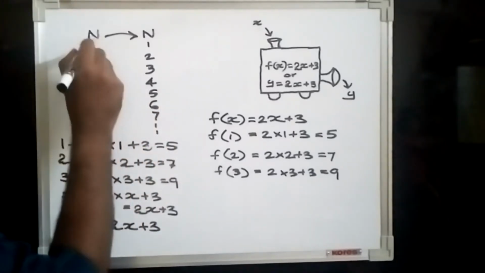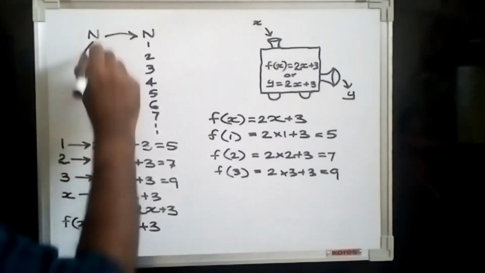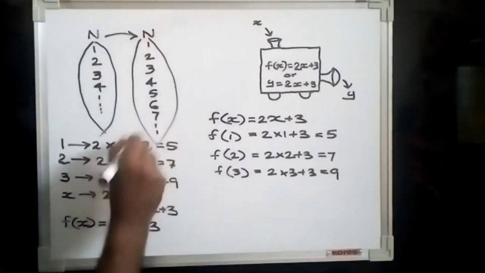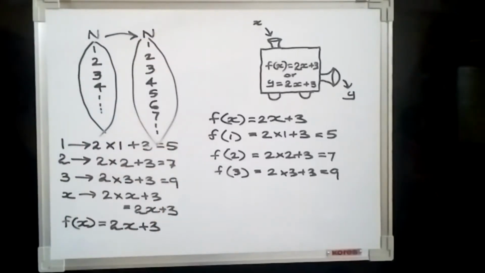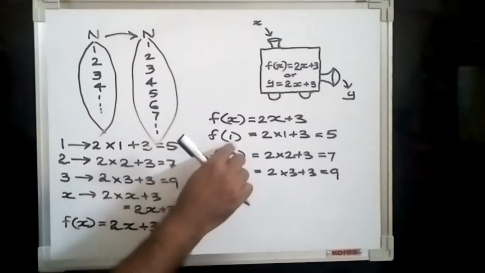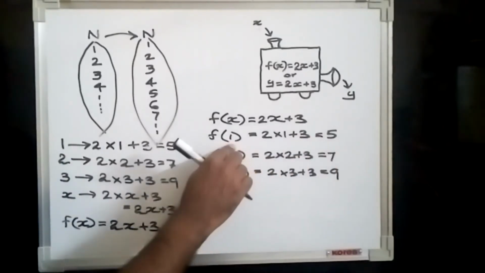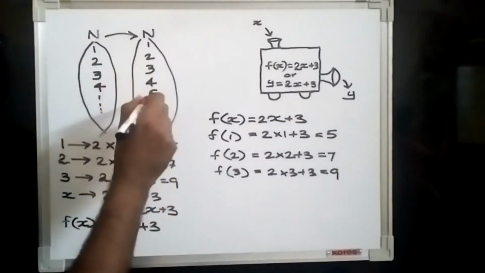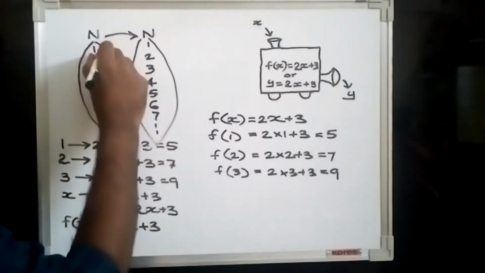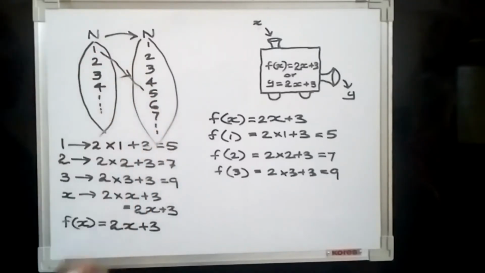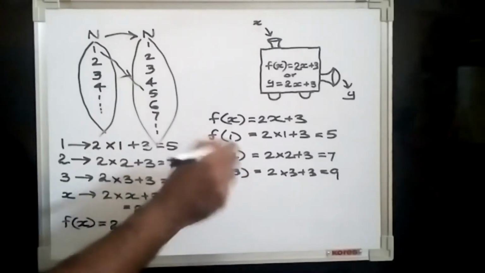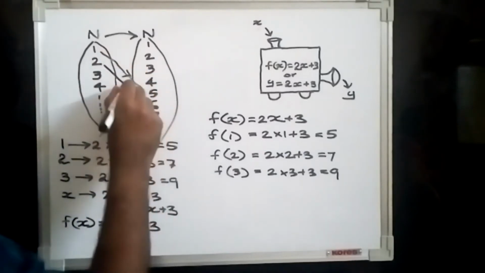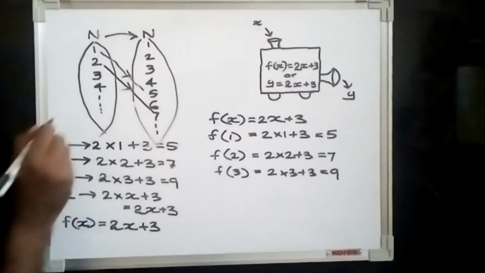Let us use an arrow diagram. Here 1 is related to 5. When 1 is the input, 5 is the output. Therefore, 1 is related to 5. And 2 is related to 7. When 2 is the input, 7 is the output. 2 is related to 7.